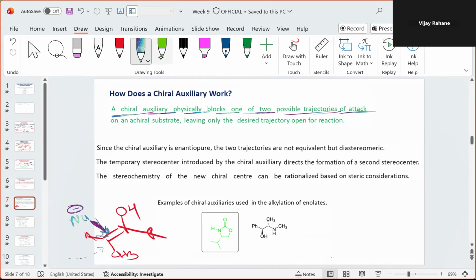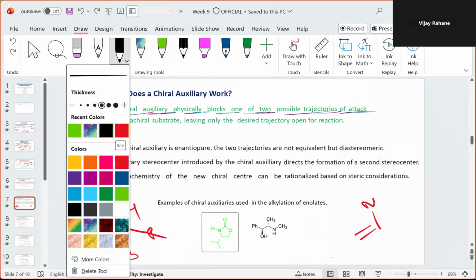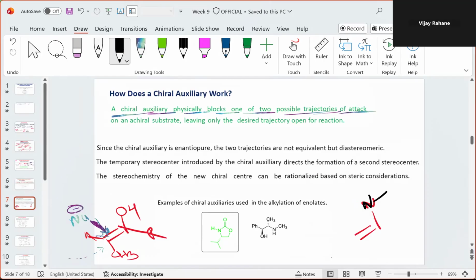But if you add the chiral auxiliary on the substrate, what happens? You can add the chiral auxiliary instead of this hydroxy group. If we convert this compound in this manner, the auxiliary part I will write down here in a different color. So this is our chiral auxiliary, which has some substituent like this.